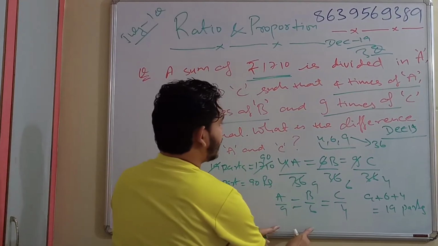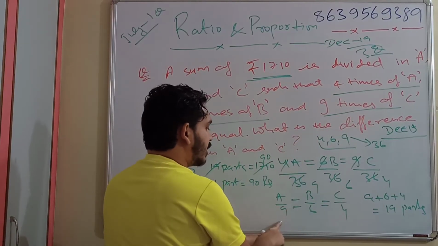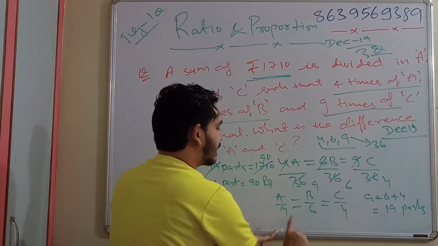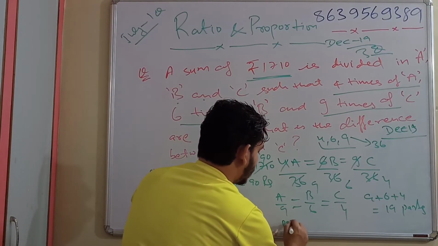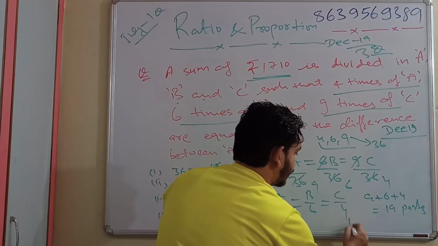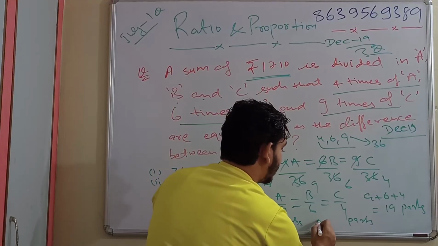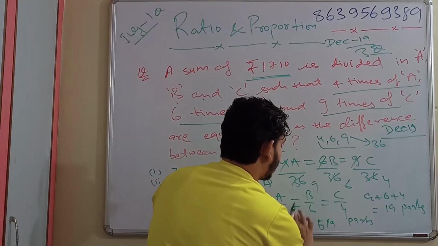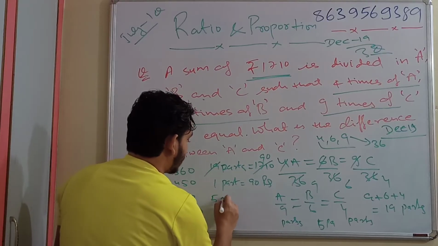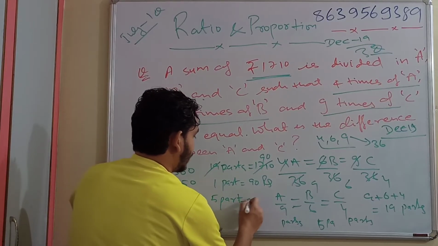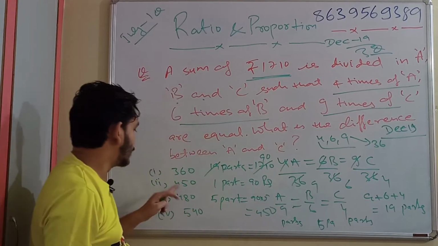Now, he is asking what is the difference between A and C. He is not asking amount of A or amount of C or amount of B. He is asking difference between A and C. Now he is taking 9 parts, whereas this is taking 4 parts. Then what is the difference between them? That is 5 parts. The difference between A and C is nothing but 5 parts. So we need to calculate that only. So 5 parts is equal to 90 into 5, 450. Option 2.